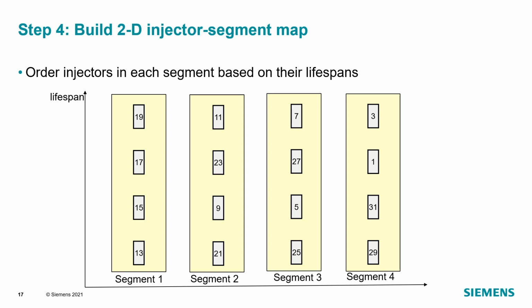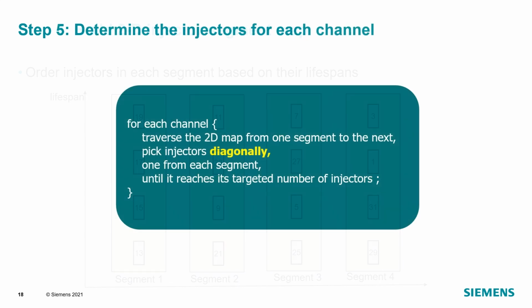We achieve this by 2 objectives. First, each segment should receive the same or similar number of different input channels. Second, each channel should have a collection of injectors with a good mix of lifespans from long to short and anything in between.